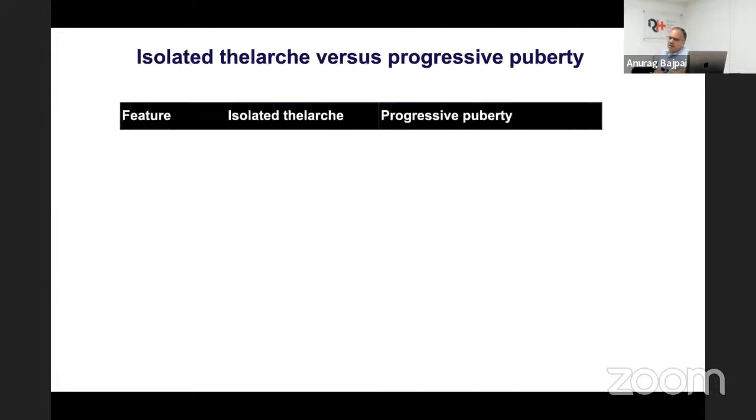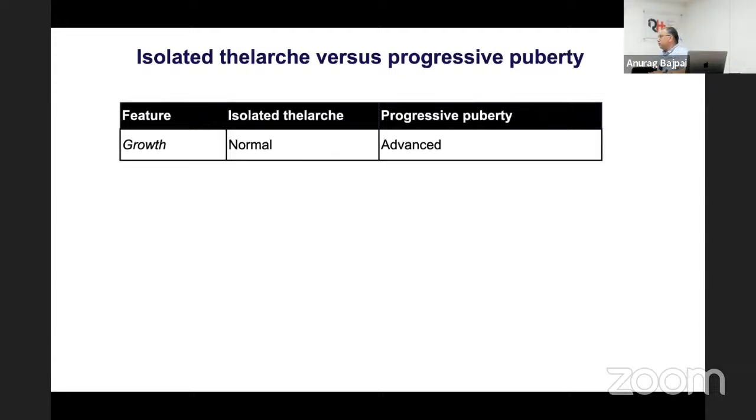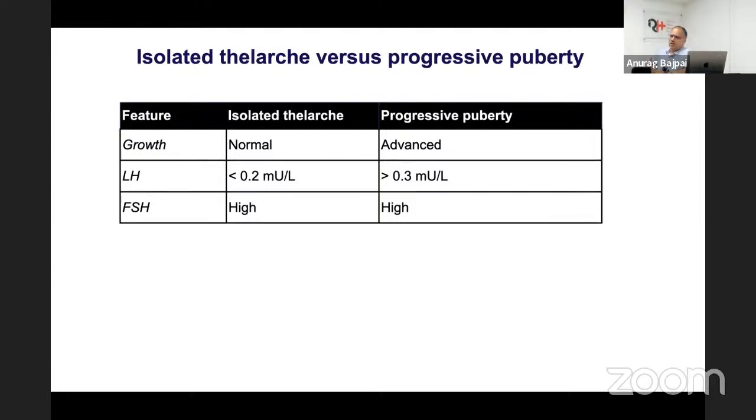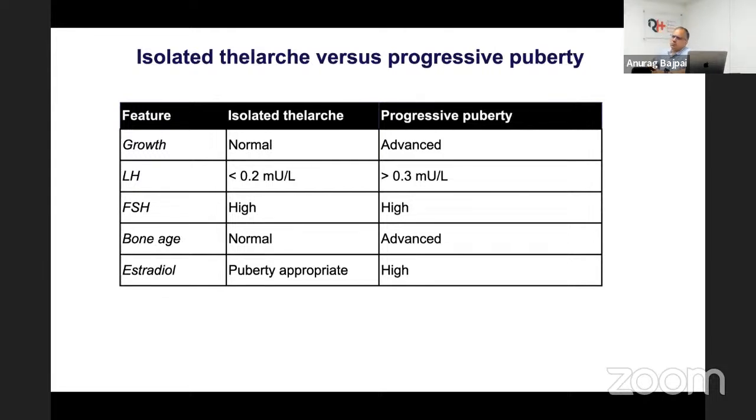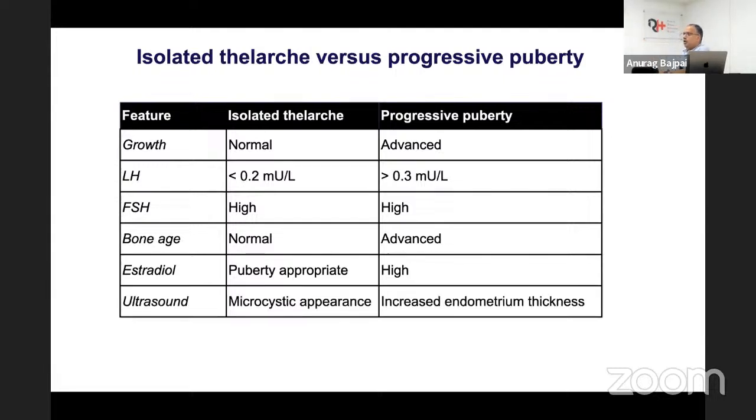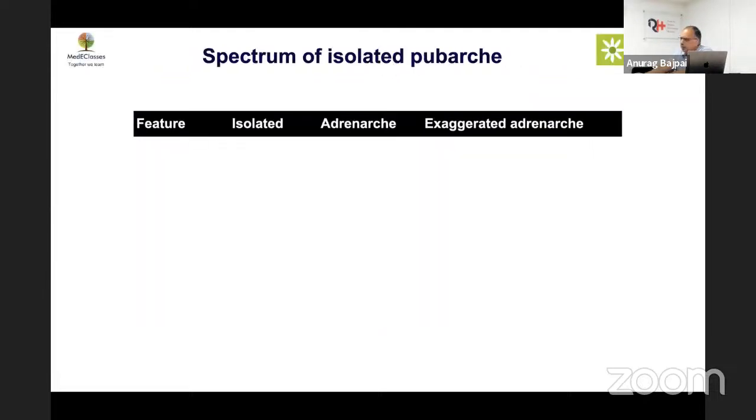Now, isolated thelarche is a common presentation, especially in younger girls. In that scenario, if you have a normal growth, low level of LH, normal bone age, and estrogen which is puberty appropriate, you do not need to really worry. On the other hand, if you have a high LH, advanced growth, advanced bone age, you can think of progressive puberty, which is happening in that regard. Very importantly, we can have microcystic appearance, which may be noted in the scenario of isolated thelarche, which is not a pathological variation in that regard.